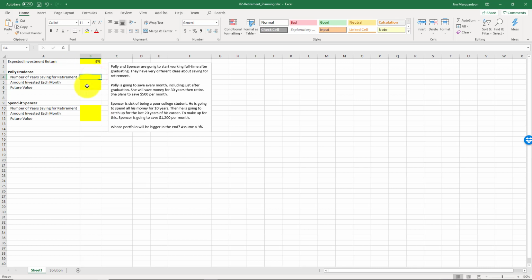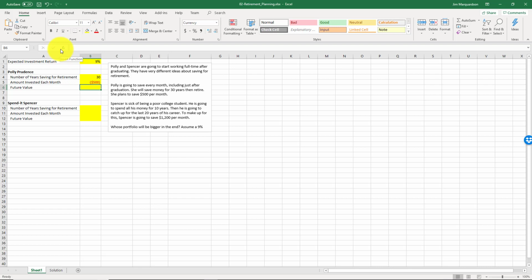Okay, number of years saving for retirement. So Polly, just after graduating, is going to start saving. She's starting her full-time work. She's going to work for 30 years, from age, let's say, 25 to 55 before she retires. She's going to save $500 per month. You can put this as a positive or negative number. If we treat this as a negative number, it's like you're putting your money away, so your cash balance goes down by $500. That's one way to think about it.